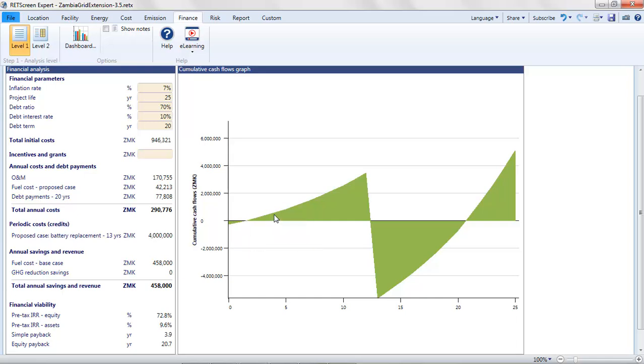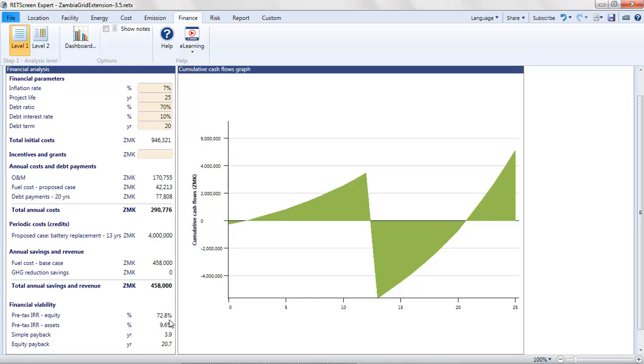Out of savings, we see this ramp up over time, but then here at year 12 to year 13 we see a big decrease. That is of course due to the battery replacement in the proposed case, but then we see savings again up to year 25. So a very complex cumulative cash flow graph. Technically it is a profitable project. Here's the IRR on equity, 73%. For almost any organization that would be a reasonable return on their equity investment.